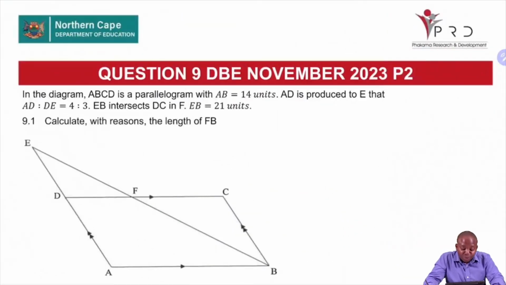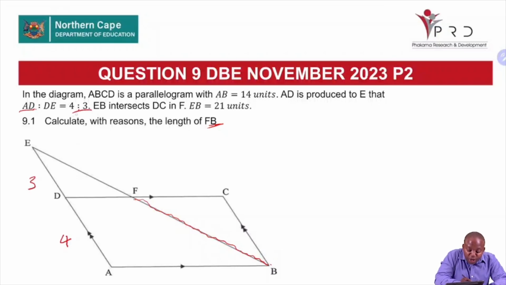So what are we supposed to do in this case? They said calculate, with reasons, the length of FB. So they want us to find FB. This is the length that they want us to find. Now, what do we know about these two triangles? We are given the ratio AD to DE, so we can just say it's 4 and 3.